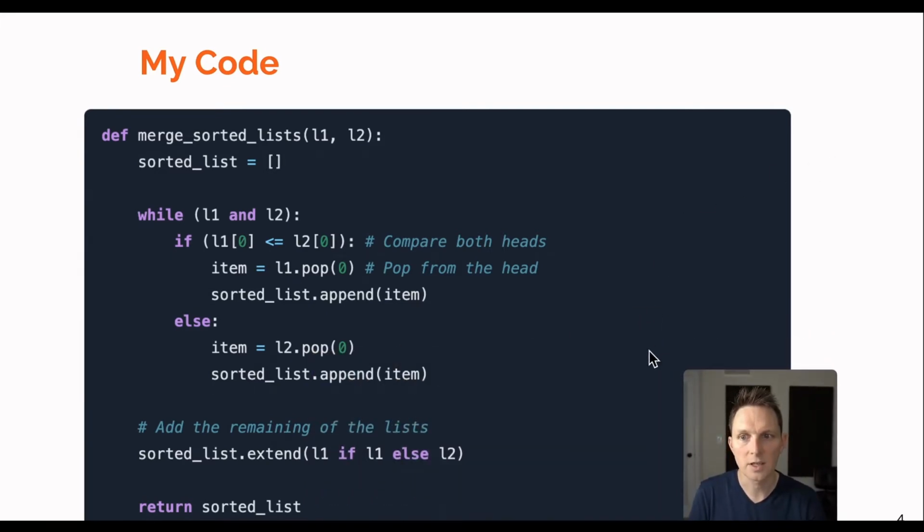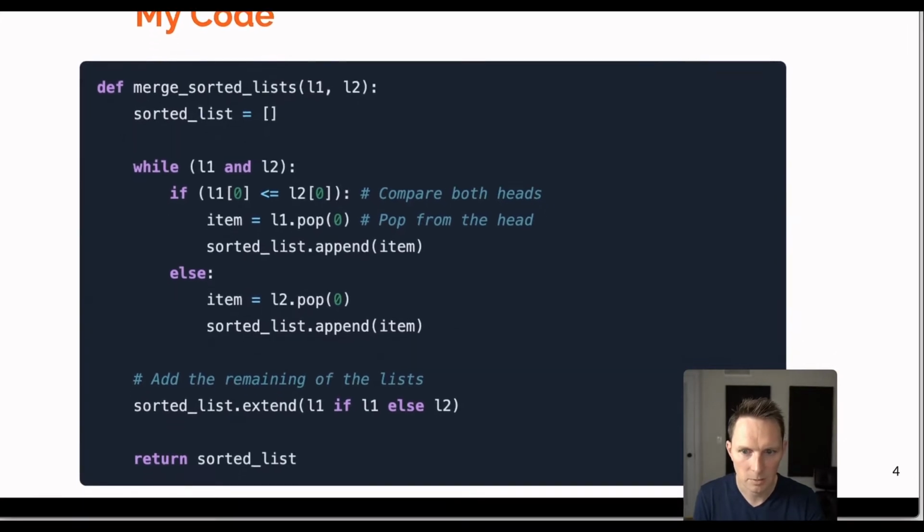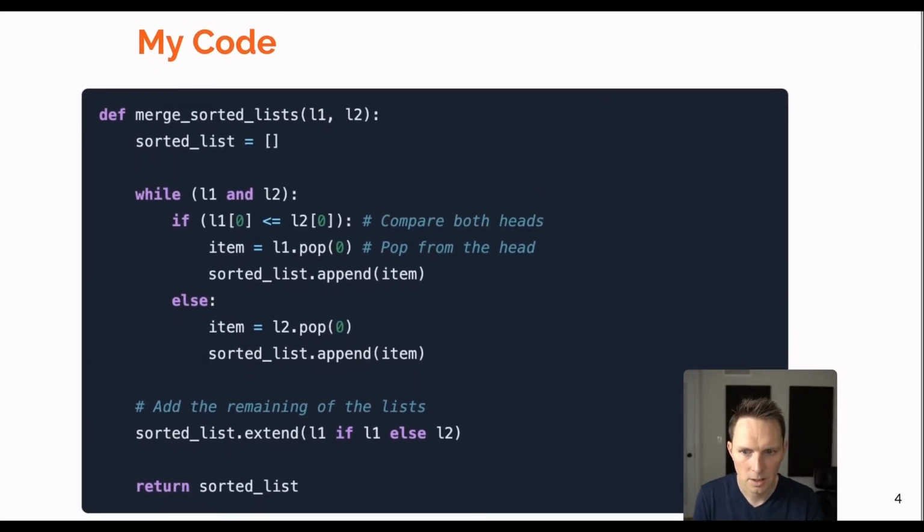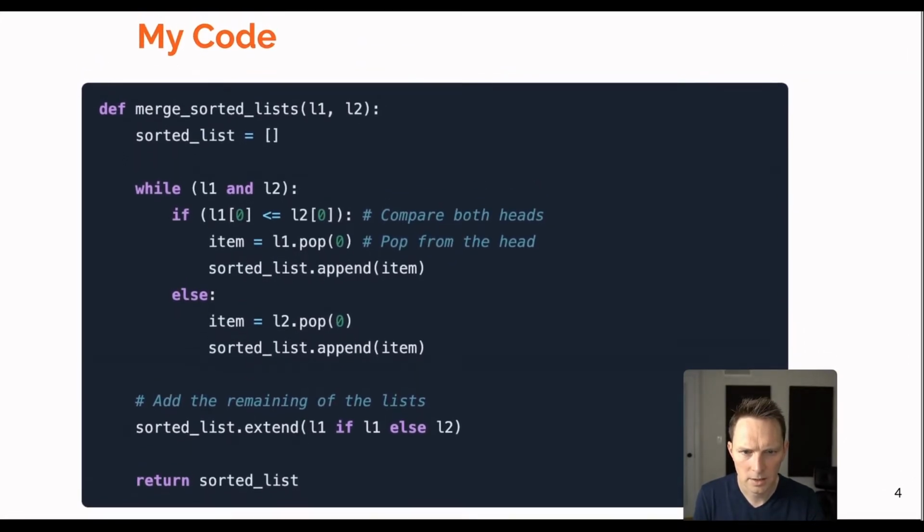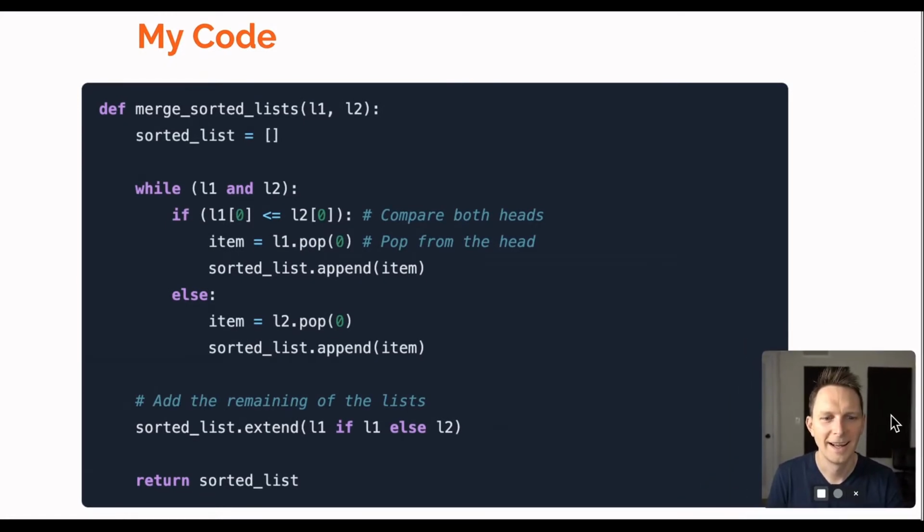So this is the code that I came up with. It's just some Python code that does the exact same thing. I start with two lists, L1 and L2, and I have a sorted list. I loop through, and each time I find the smallest one, pop it off and add it onto my result list, and so on and so forth.